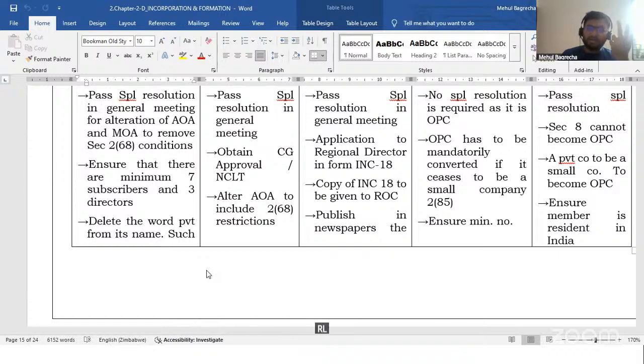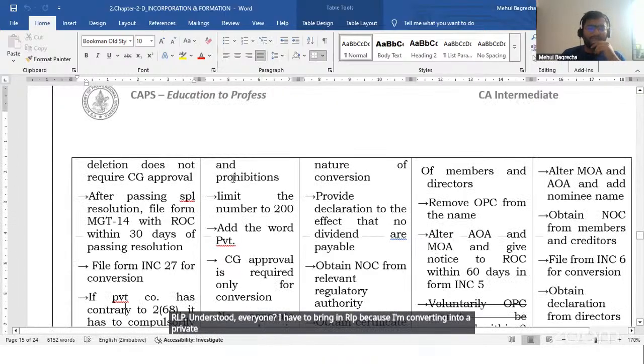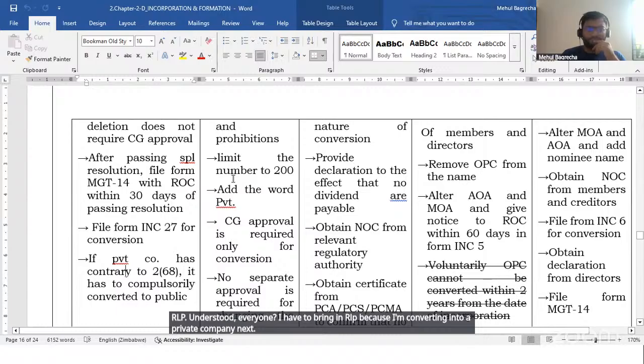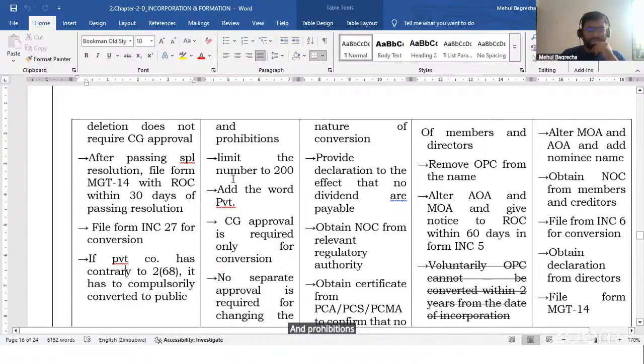RLP. RLP. Understood, everyone? I have to bring in RLP because I'm converting into a private company. Next. And prohibitions. Limit the number to 200. Add the obvious: add the word private.